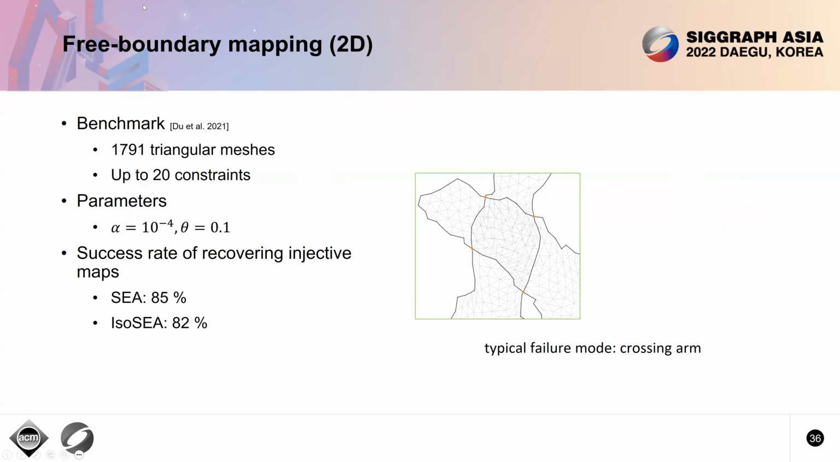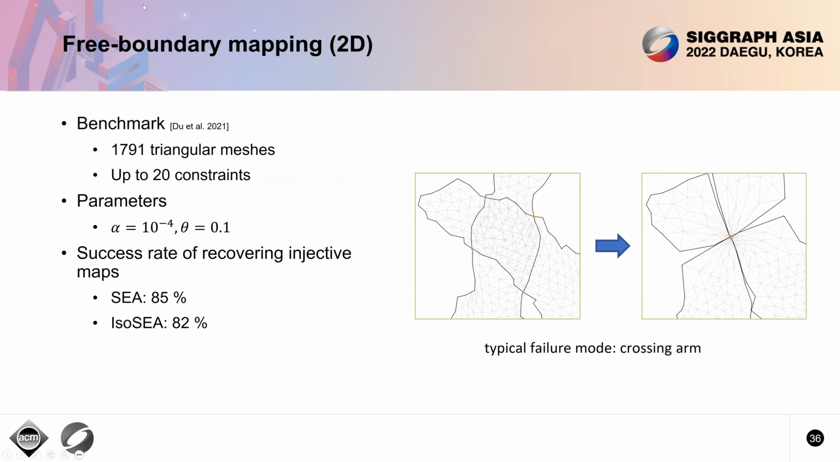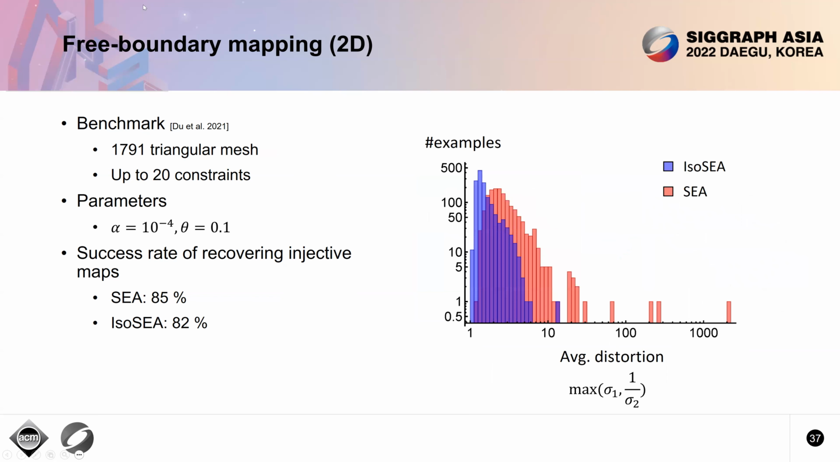In this case, minimizing either energy results in a mesh that shrinks the crossing region to a point, making it difficult for each part to retract from the other part. Next, we compare the map distortion on the examples where both methods successfully recover injectivity. This plot shows the number of examples with specific average distortion for the two methods. Iso-ICEA clearly achieves lower distortion than the ICEA method.